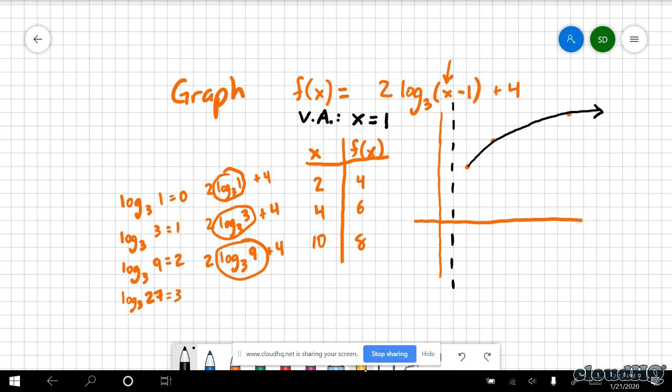Your rule, in case you've forgotten this, maybe you want to jot it down: on a log equation, your vertical asymptote is always going to be x equals h, whatever your h is. That's the number inside of the parentheses, but the opposite sign. So now if I come back to the graph, I know I can't touch or cross that, but I get closer and closer and closer. And so there's my graph.